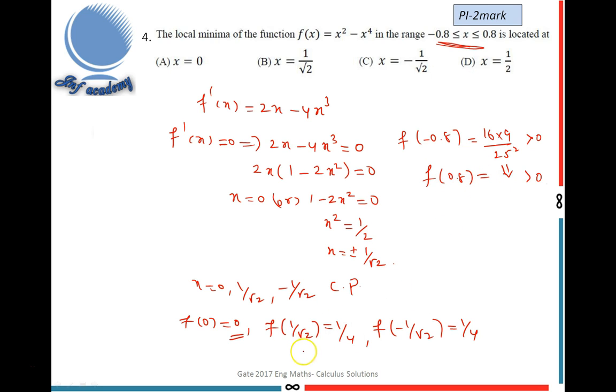Comparing the four values, I got the minimum value is 0. The value occurs at x equal to 0. So the local minima of the function f of x is located at x equal to 0, which is the correct answer. The answer is option A. Option A is the correct answer.